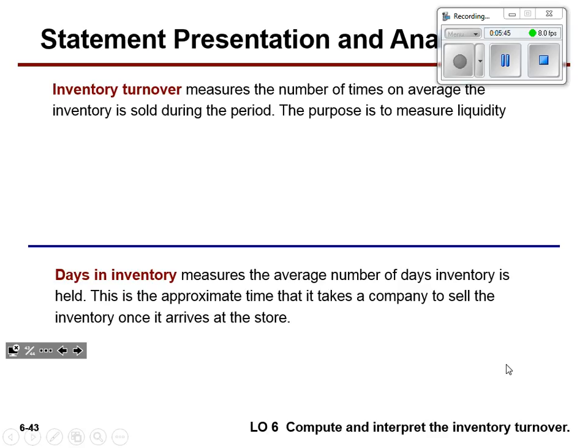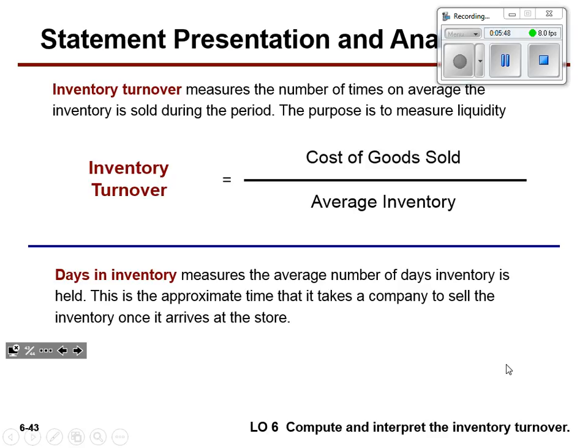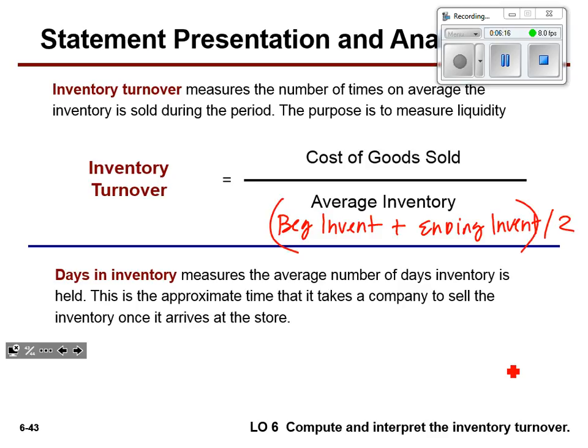To calculate that, you take cost of goods sold divided by average inventory. Now, average inventory is a little calculation in and of itself. You take beginning inventory value plus ending inventory, and you divide it by 2. Beginning plus ending divided by 2 is your average.